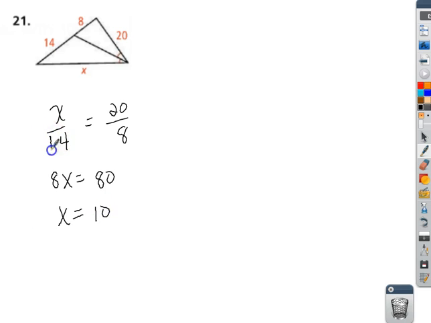Oh, I'm sorry. You're correct. And that would not be right. So that's going to change that number, which will drastically change that answer. So 14 times 20 is 280. And then divide that by 8, and you get 35. Much better.